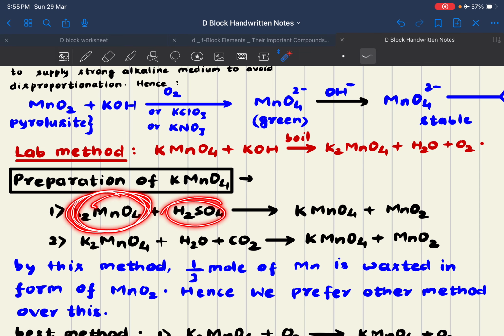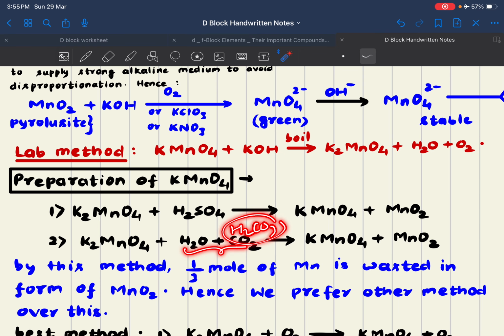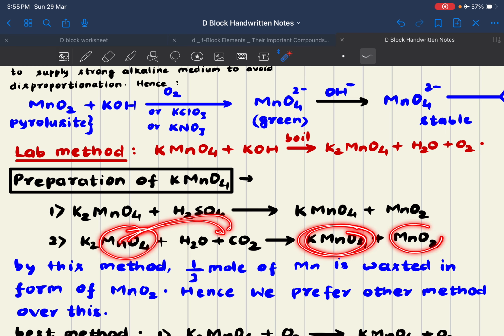I have supplied the acidic medium, and when I supplied the acidic medium to the manganate ion, I got permanganate and MnO2. Disproportionation has taken place even here. One more thing, H2O plus CO2 is actually another way of writing H2CO3. Both will combine to form H2CO3, carbonic acid. This is what we know. So manganate ion in presence of carbonic acid will give you permanganate and MnO2.